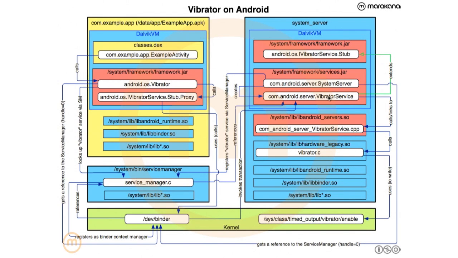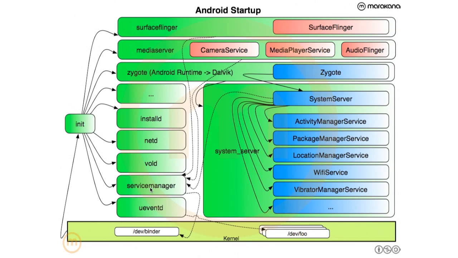What's interesting is that this vibrator service, even though it's a service, needs to be somehow discovered at runtime. And now we have to talk about the service manager. What is the purpose of this? The service manager is one of these daemons that gets started early on, which is right here, by init.